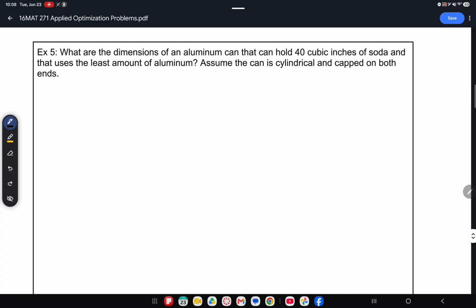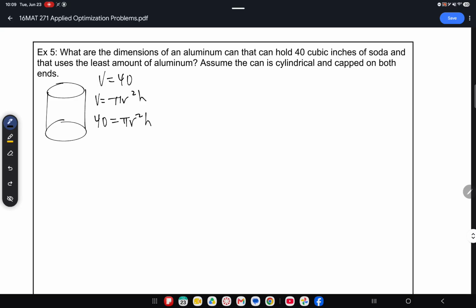What are the dimensions of an aluminum can that can hold 40 cubic inches of soda and that uses the least amount of aluminum? Assume it's cylindrical and capped on both ends. So we know the volume is 40. Now we need a volume formula. Pi r squared height. All right, so 40 is pi r squared height.